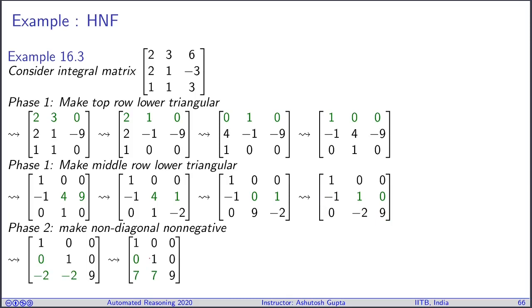First, the -1 has to be brought up to 0. So just add this column and it makes it 0 here, and if you do that you get -2 here. Then you add 9 to each one of them, you get 7 and 7, and therefore you now have the HNF.